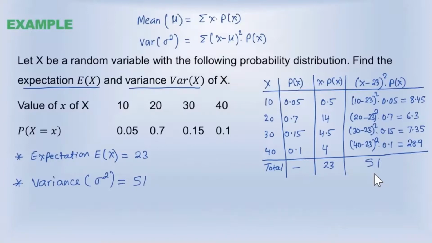If we are asked to find the standard deviation, what is it? If you remember, it is the square root of the variance, right? So it's the square root of 51. How much is the square root of 51? 7.1414. That is the standard deviation. Sometimes in mastery exercise, after you do all these, you'll be asked to find the standard deviation. All you have to do is take the square root and you will get that.